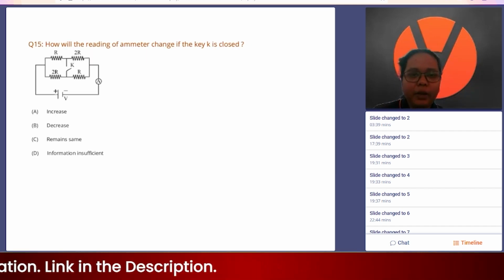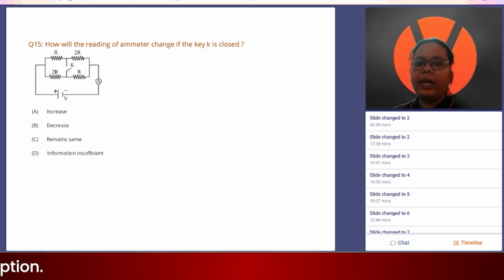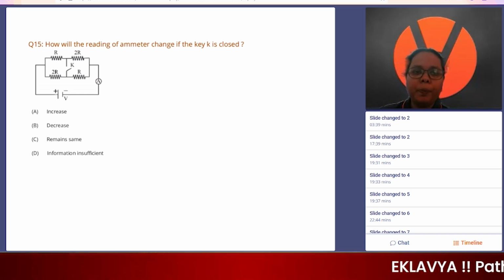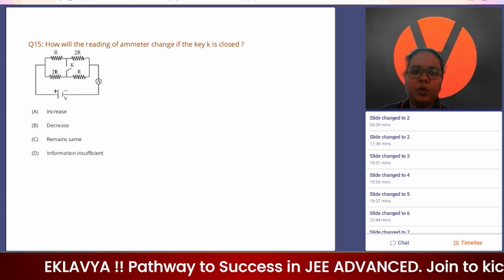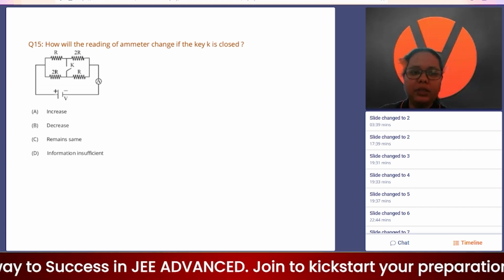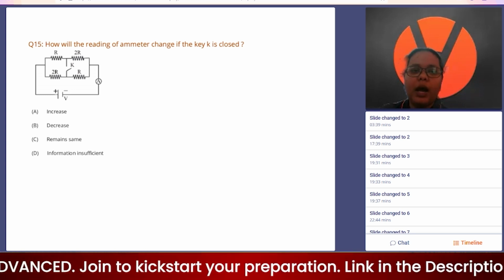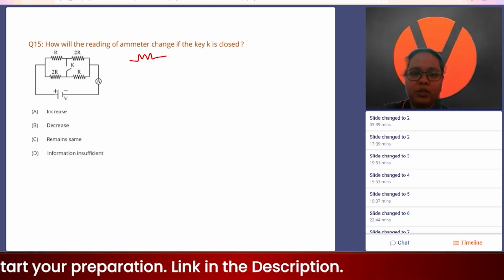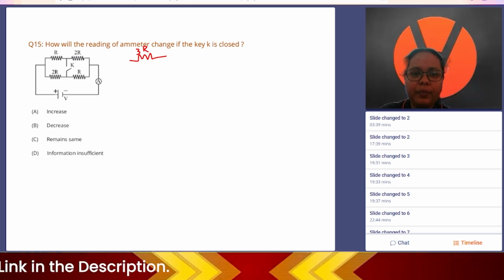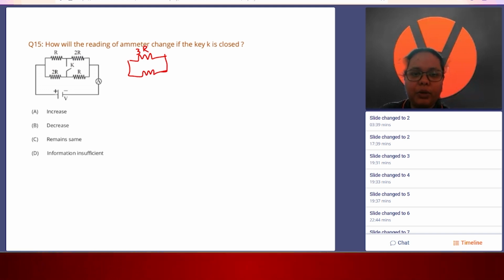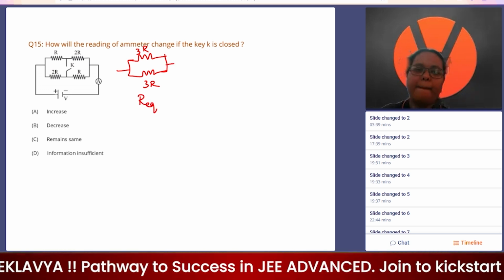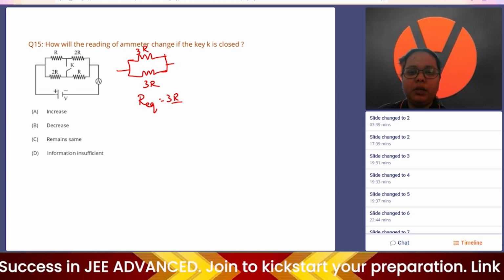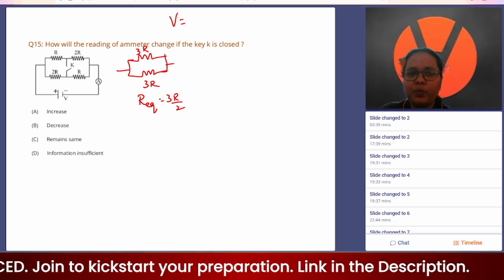How will the reading of the ammeter change if the key K is closed? Initially K is open, so the key is not closed. Both the resistors 2R and R are in series combination, so this is going to be 3R. In the next case, what is in the bottom now? It is 3R, right? So what is the R equivalent? 3R by 2.